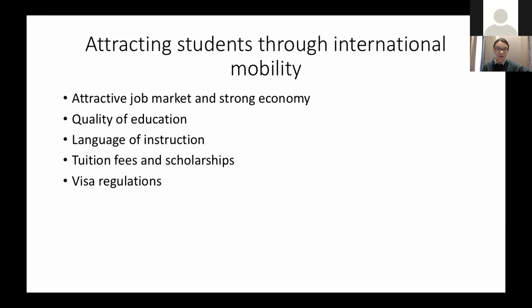Another crucial instrument for talent attraction is visa regulations. Even if students are attracted to the country for studies, they should be able to stay there to study and to work, to contribute to the country's economy, and they should have the opportunity to legally stay in the country after their graduation. Not all countries provide this opportunity for international students.